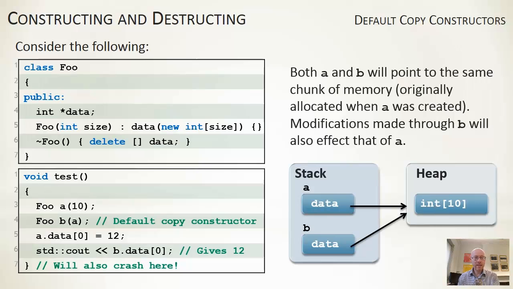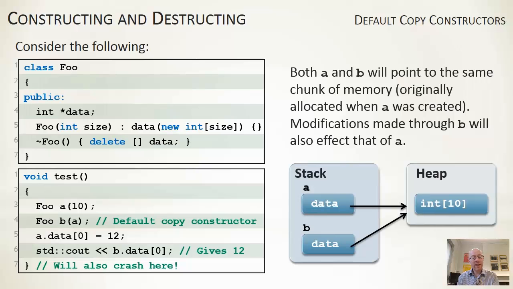Let's have a look at the test method just under it, which will highlight a problem with this particular formulation. In line 3, we create an instance of foo linked to an array of 10 ints. In line 4, we're using the copy constructor. We're creating a second instance of foo called b, and we're constructing it from a. We haven't defined one above, so we get the default copy constructor, which does a member-wise copy of all the data items from one to the other.